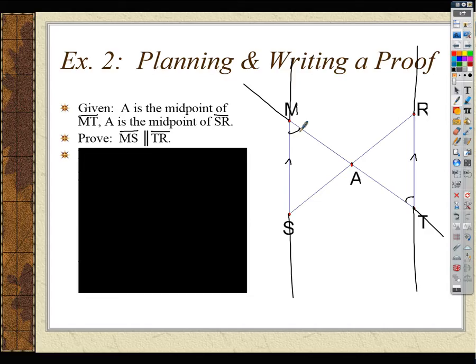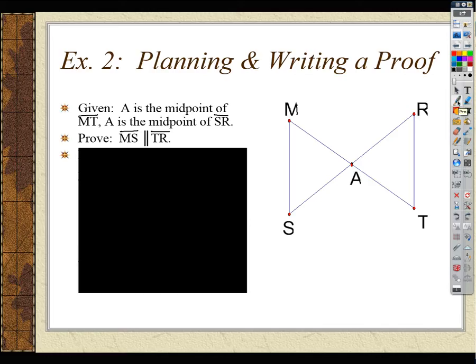Okay, how can we do that? That's kind of the trick here. Let's see what we've got. Okay, how could we do that? We've got to show that that angle is congruent to that angle. Well, what information are we given here?